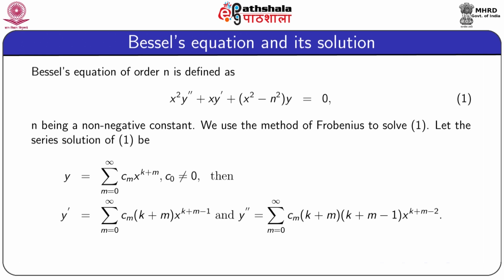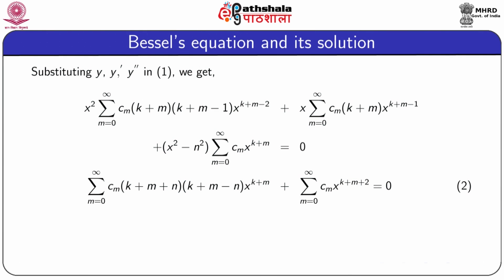Let the series solution of 1 be of the form y equal to summation m equal to 0 to infinity c m x to the power k plus m, c 0 not equal to 0. Differentiating this expression twice, we will get y dash equal to summation m equal to 0 to infinity c m (k plus m) x to the power k plus m minus 1, and y double dash is equal to summation m equal to 0 to infinity c m (k plus m)(k plus m minus 1) x to the power k plus m minus 2.